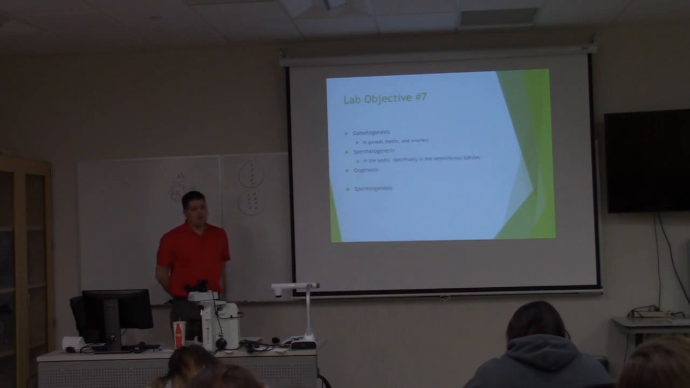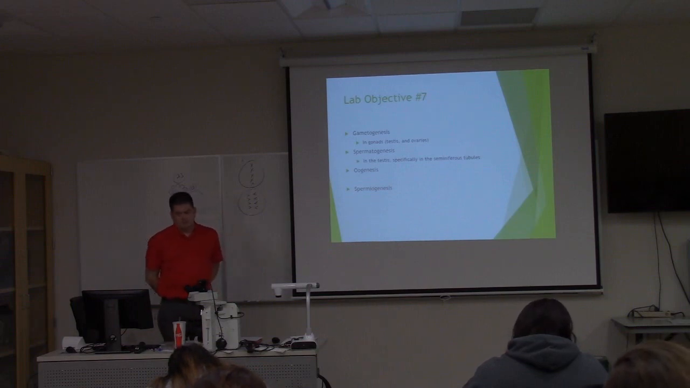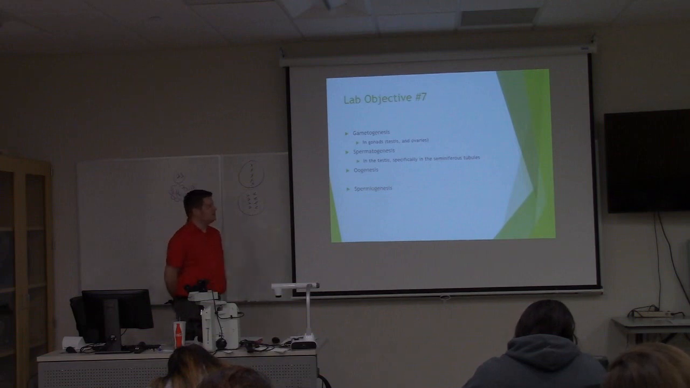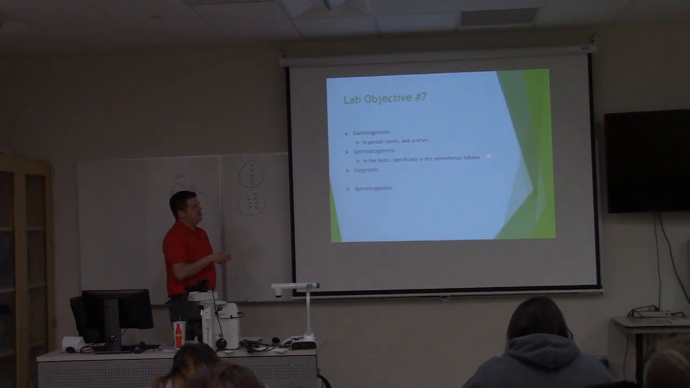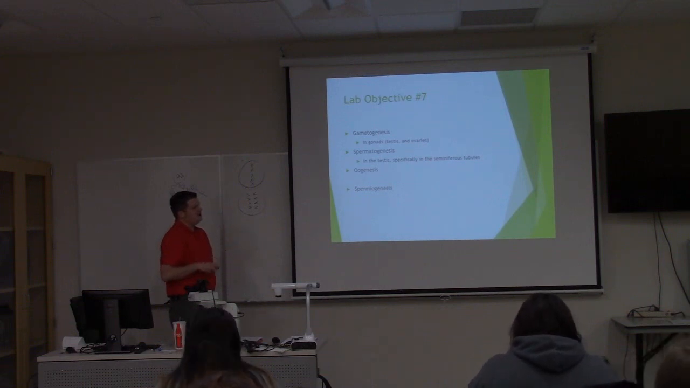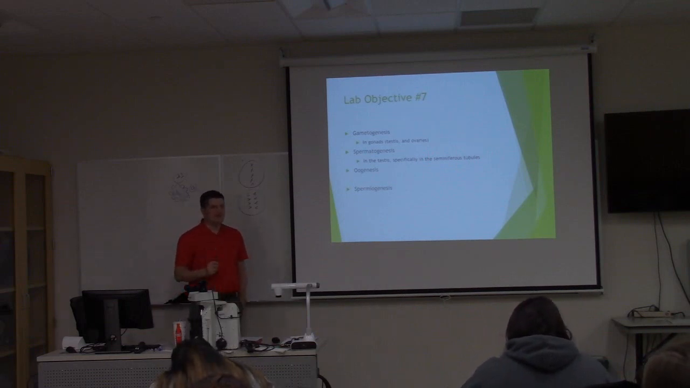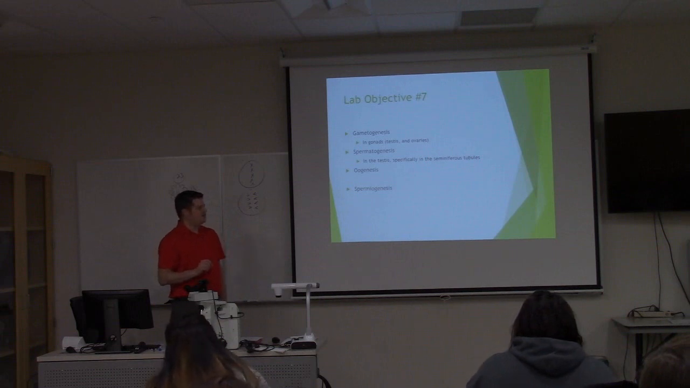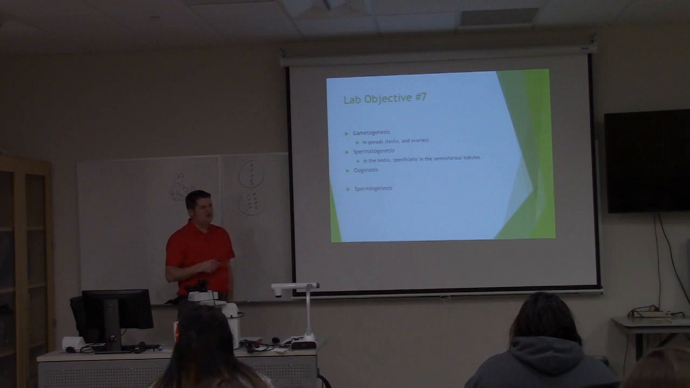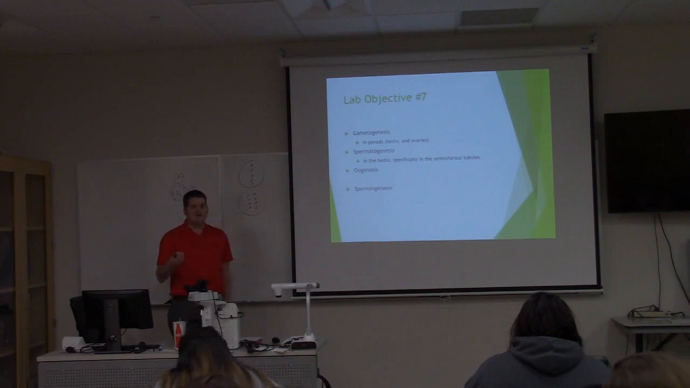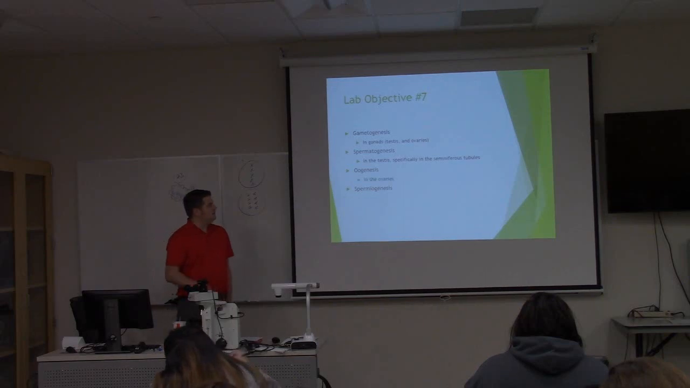Spermatogenesis is the formation of the sperm. It takes place in the testes, but if we looked at it in more detail, inside the testes are the seminiferous tubules. That is something we learned about back in general AP. I am going to show you a photomicrograph of that in just a moment. Oogenesis is the formation of the eggs, the ovum, and this only takes place in the ovaries.